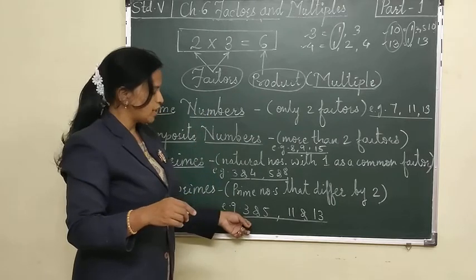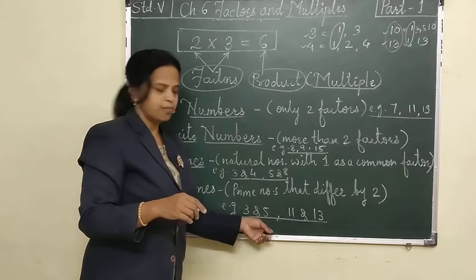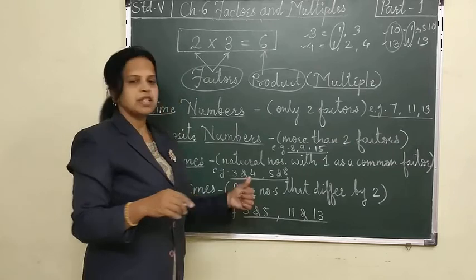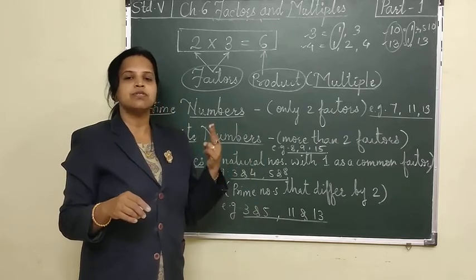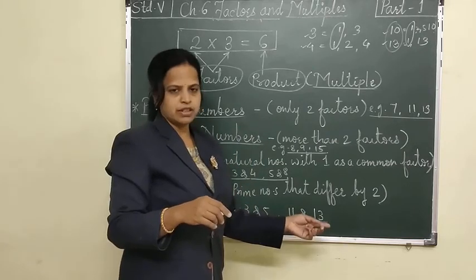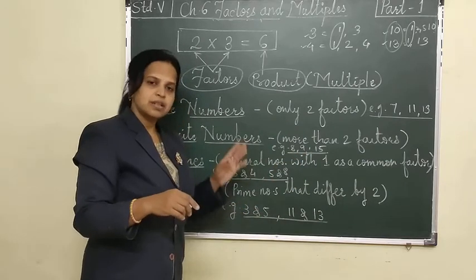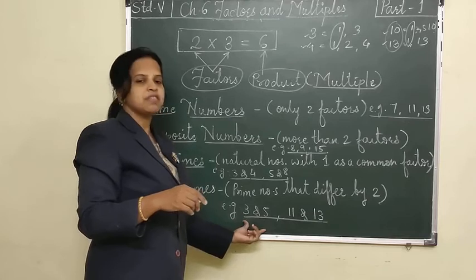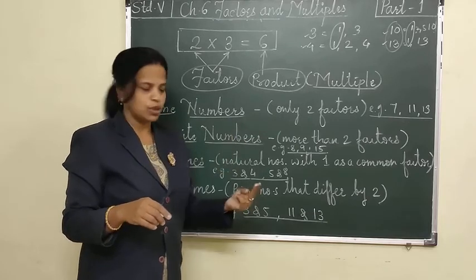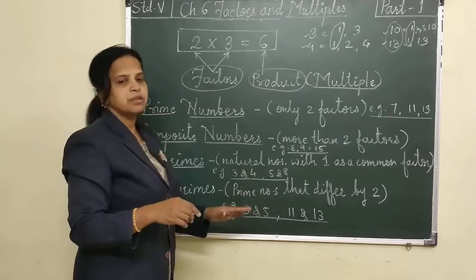Check the example 3 and 5. 3 plus 2 is 5, so the difference is 2. 11 and 13. There is a difference of 2. These two numbers are prime numbers also, and the difference between the two numbers is 2. So these are called twin primes.